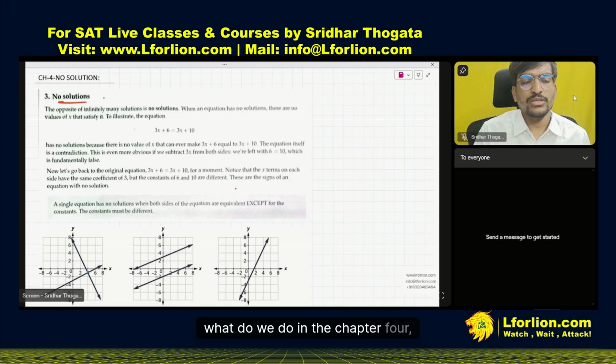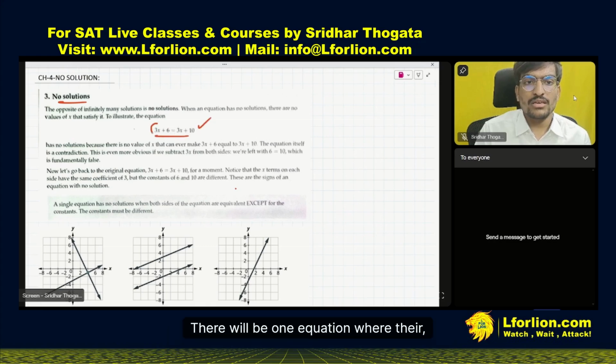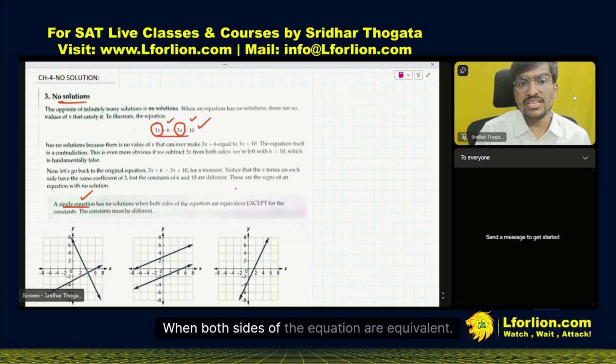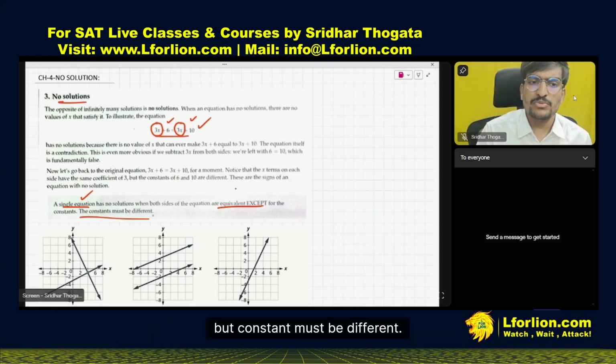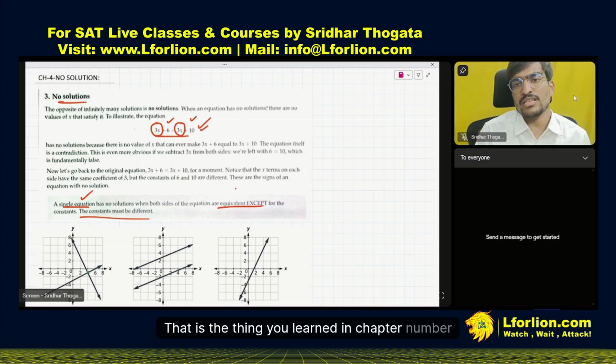Coming to the next thing, this is from chapter 4 again. What do we do in chapter 4? The system of no solution concept. You can see in the no solution concept of chapter 4, there will be one equation where the coefficient and x variable term are the same, but not the constant terms. Constant terms will be different. A single equation has no solution when both sides of the equation are equivalent, but the constant must be different. That is the thing you learned in chapter number 4.